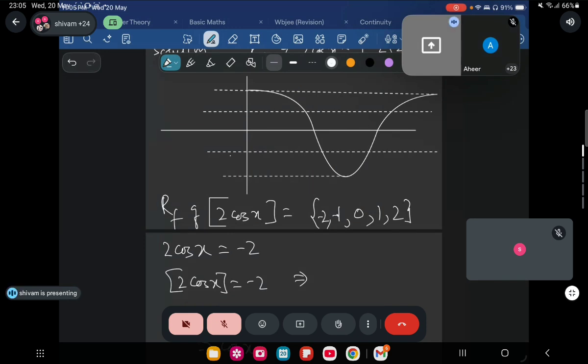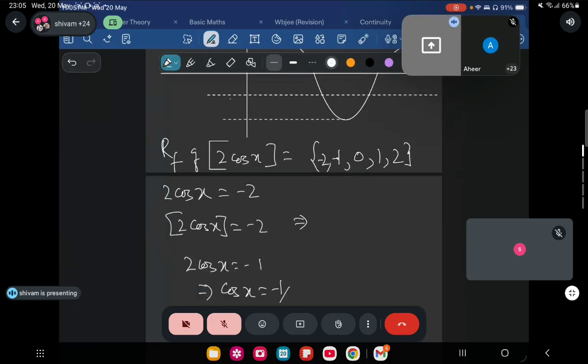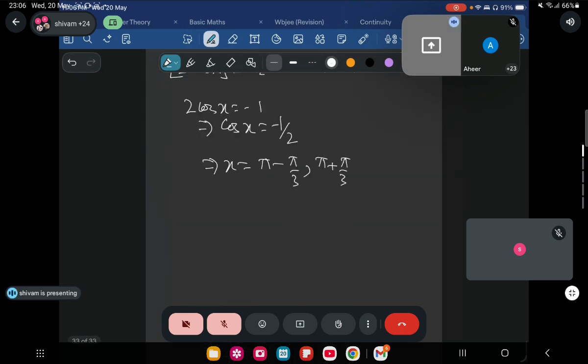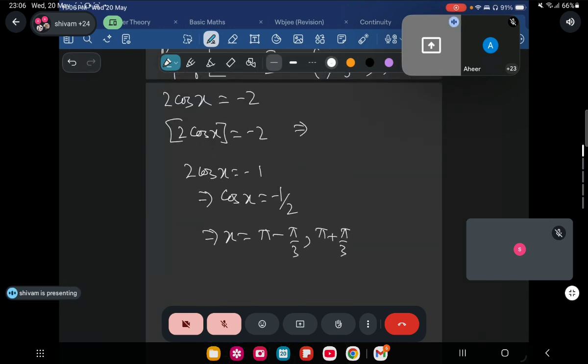This implies cos x will be equal to, tell me everyone, what is the value of cos x? Minus half. So what is the value of x? x will be equal to pi minus pi by 3 and pi plus pi by 3. That will give us 2 pi by 3 and 4 pi by 3. So over here I've got 2 points. Are you people getting? At x equal to 2 pi by 3 and at x equal to 4 pi by 3, the graph will break.